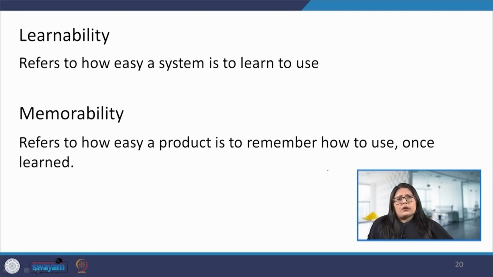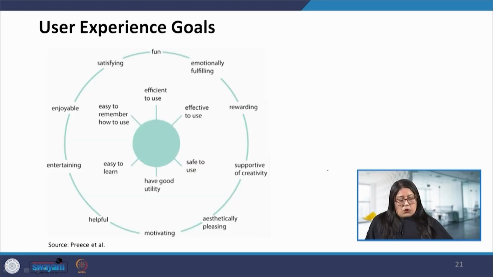The next is memorability, which refers to how easy a product is to remember how to use once learned. Can I recall the functions if I have not used, say, a particular software in a long time and I go back to it after a month or so? Can I recall the functions of my old phone which I haven't used in a while? So, that is a feature which allows the user to come back to the product and start from where they left off. So, that is a very desirable requirement.